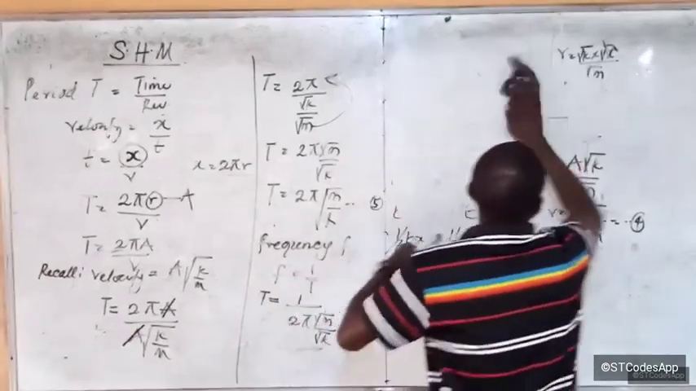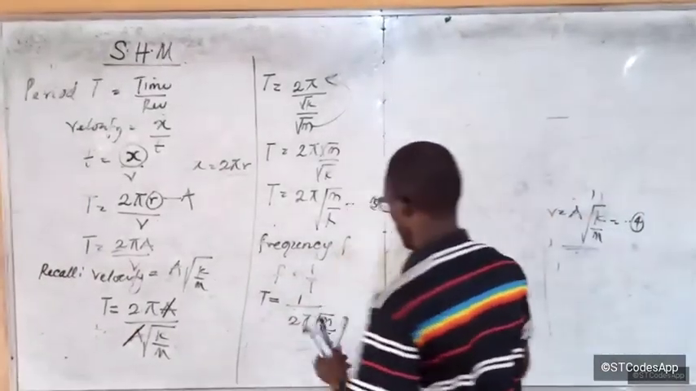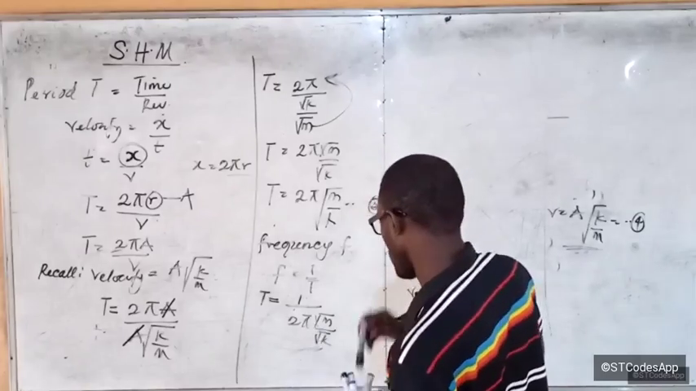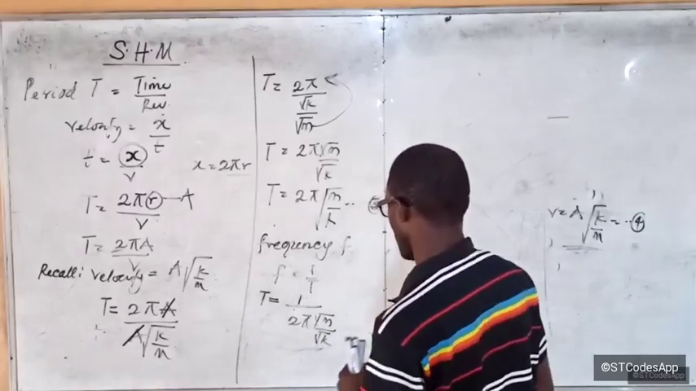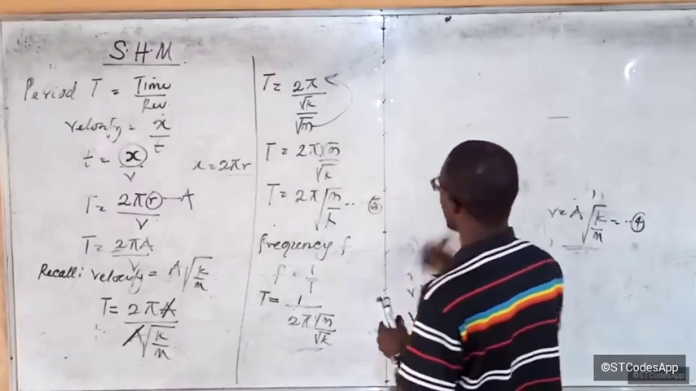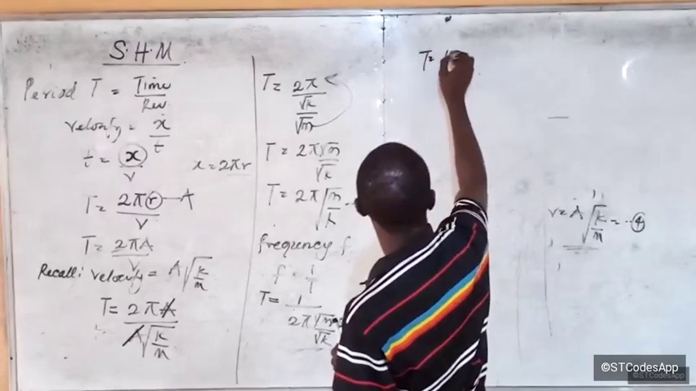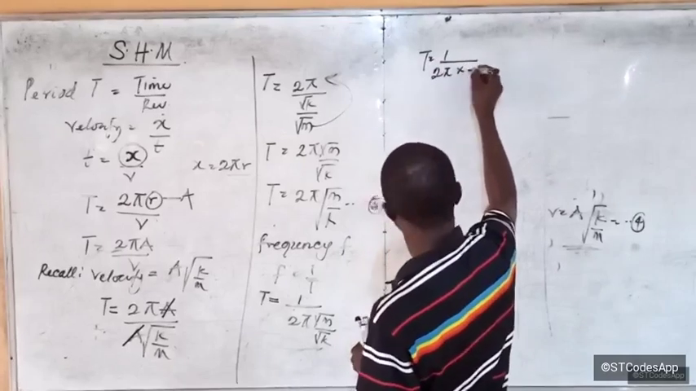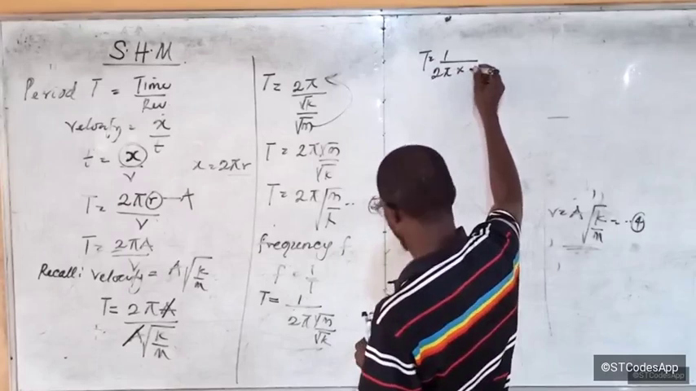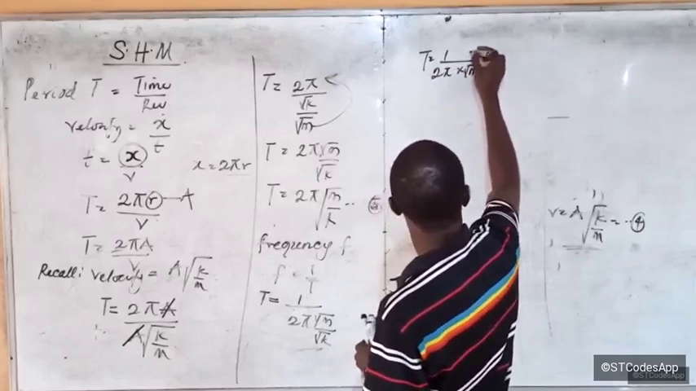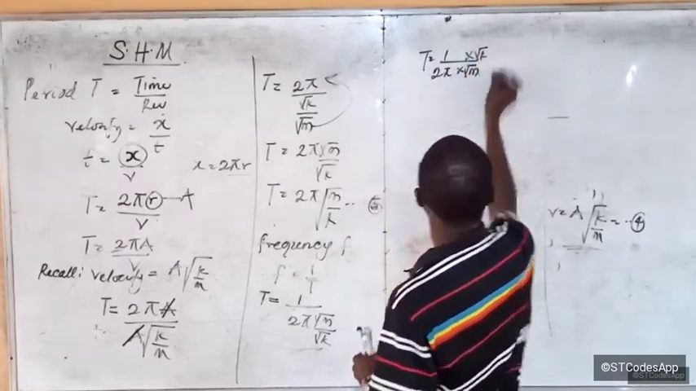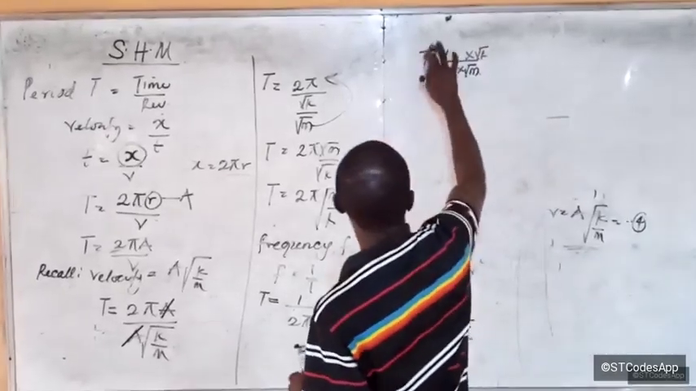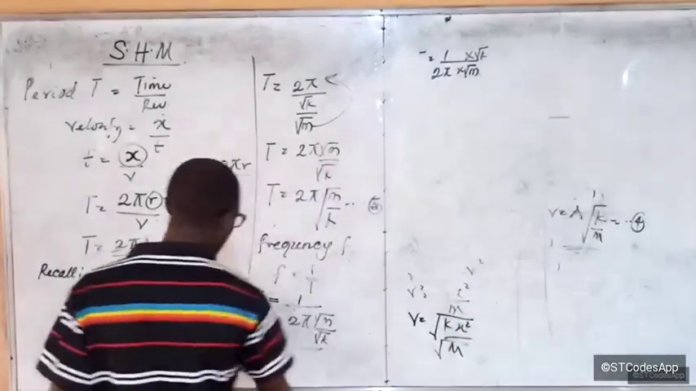So here we'll have T equal to 1 over 2 pi times root m times root k. I hope you understand what I did. I just brought this one up. Whenever you're dividing by a fraction, I say that. So I mean f now, f, not t.